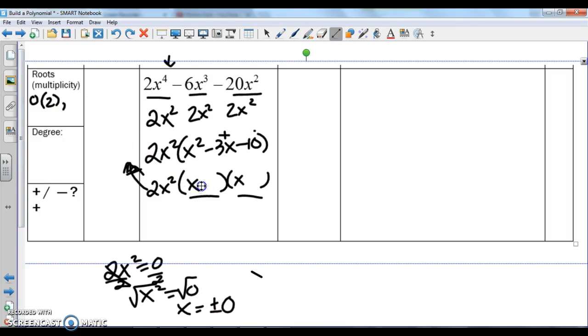Then you'll have some number here, which will give you a root, some number here, which will give you a root. You should be able to get figured out. Okay, you can always use the people around you to help.